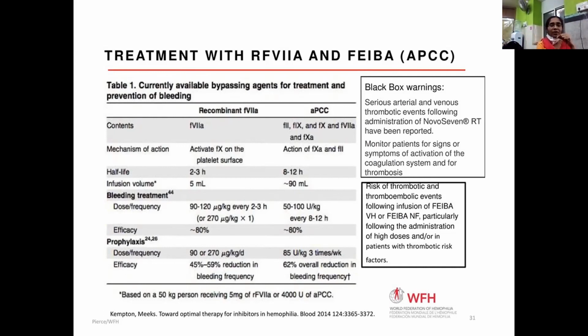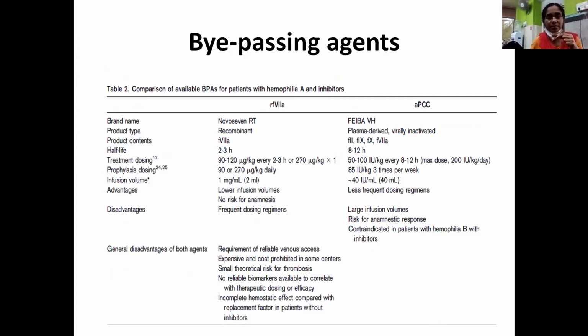The infusion volume for factor 7 is 5 ml, while for FEIBA it is 90 ml, so you have to dilute it in 100 ml saline. The dose for NovoSeven, or activated factor 7, will be 90 to 120 micrograms per kg every 2 to 3 hours, while for FEIBA it will be 50 to 100 units per kg. And one black box warning is that these two products, when used in higher doses, are prone to develop thrombotic complications.